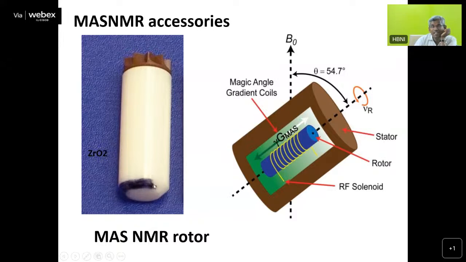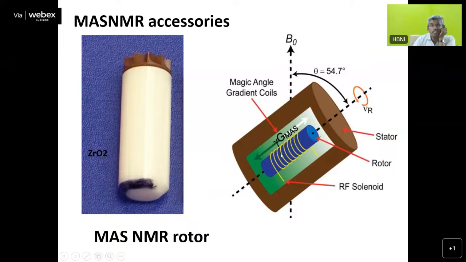Why is this black line there? Because if you are rotating at very high speed, the detector must be able to distinguish, and the detector is nothing but a laser. The laser beam goes and comes back. If there is a black area, the laser beam will not get reflected. If there is a white area, the laser will get reflected. That way one can monitor the spinning frequency. For that only, the black line is there.